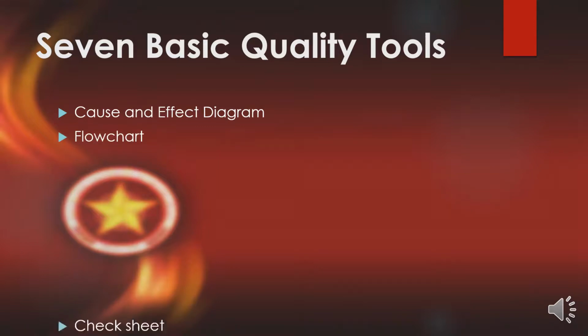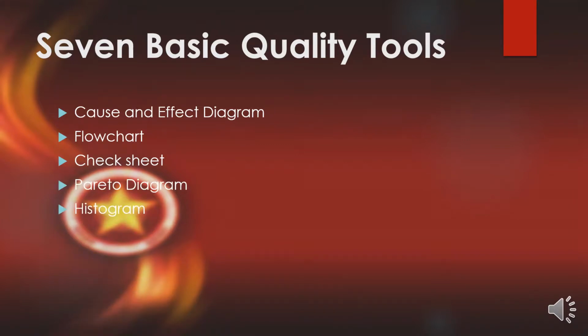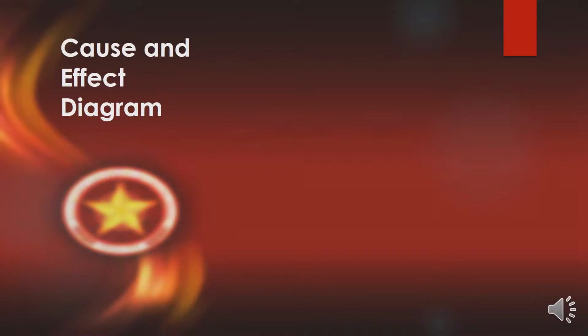The seven basic quality tools are cause and effect diagram, flowchart, check sheet, Pareto diagram, histogram, control chart, and scatter diagram. We will discuss each of the seven basic quality tools. First is the cause and effect diagram.